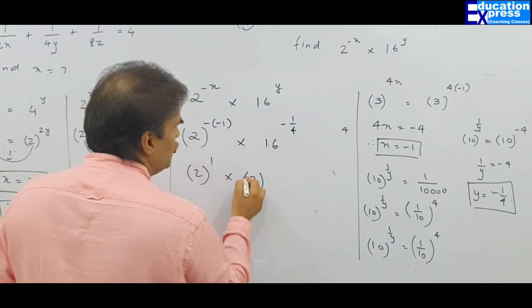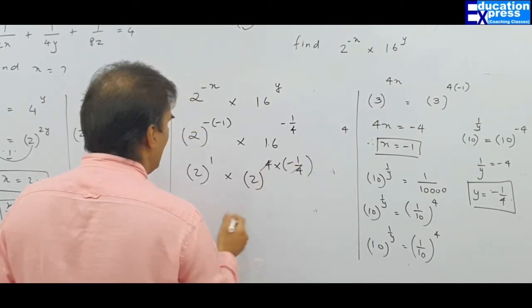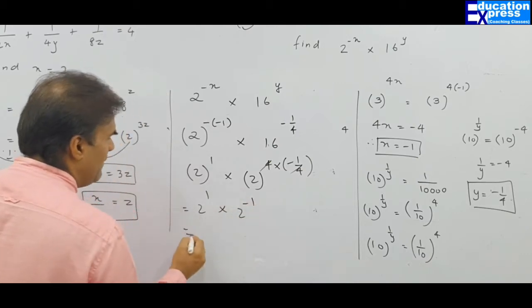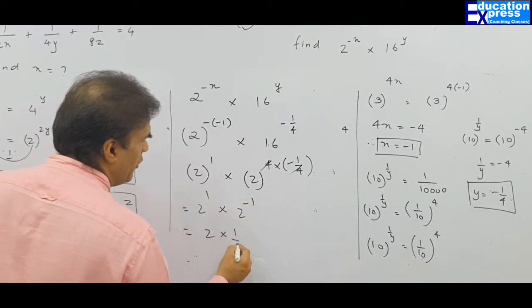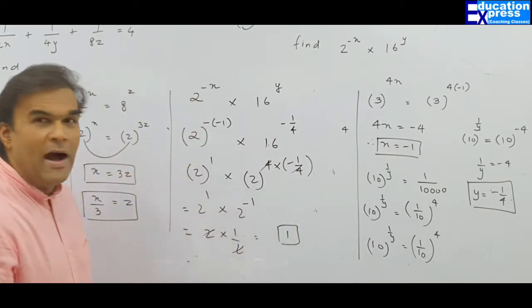This can be written as 2 raised to 4 multiplied by minus 1 upon 4. 4 cancels. 2 raised to 1 multiplied by 2 raised to minus 1. That's 2 into 1 upon 2. That will give you 1 as your answer.